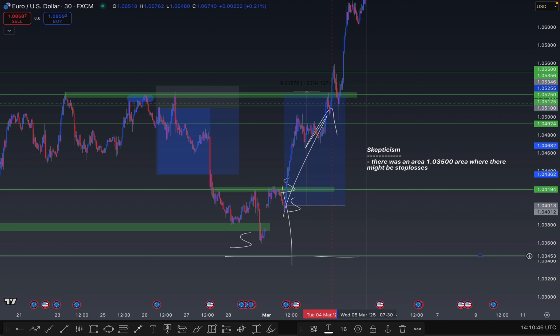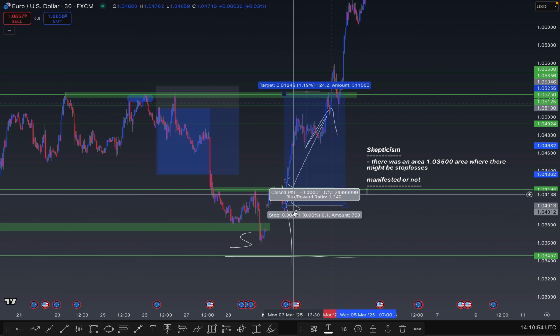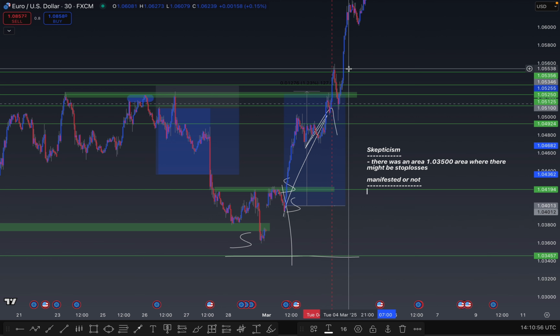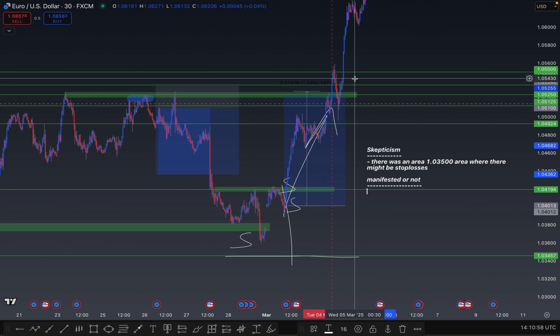Now, in another category, I have whether it manifested or not. So whether this skepticism that I have of the markets actually ended up happening, and the market made it down into the stop loss area and then pushed through to the upside, or not. Right here, of course, for this specific trade, I will write in this category that it didn't manifest. Now, let's say that it did. Then I will write yes.